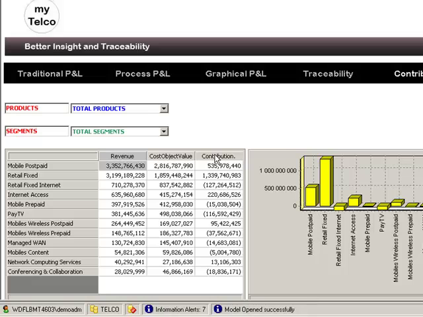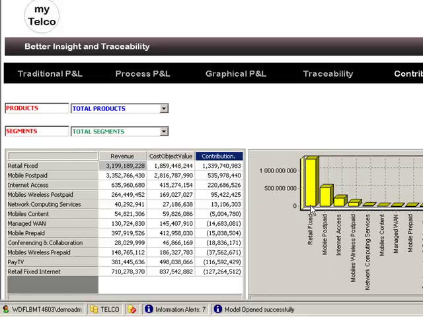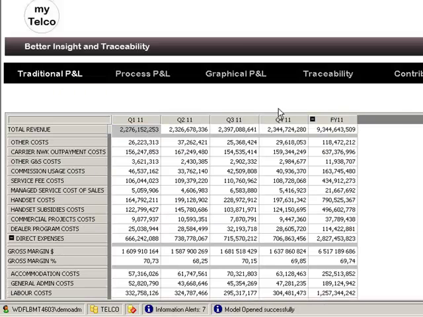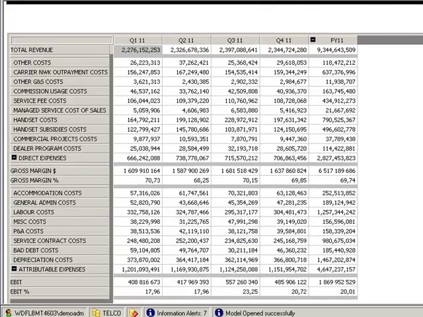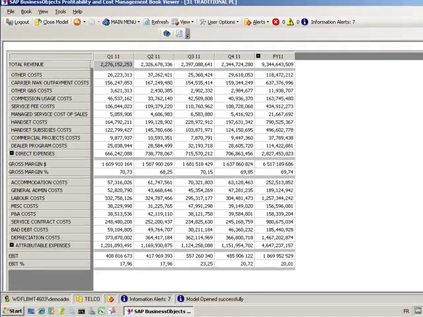If I look at the contribution now and sort them by contribution, in fact, the most profitable product is still retail fixed. So I want to get more insight and I want to understand what action plan we can set up to make the mobile business more profitable going forward. Here I can look at the traditional P&L, but it does not provide much insight into how resources are being consumed by internal processes or by products and segments.